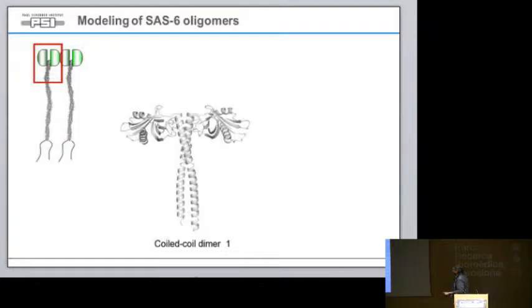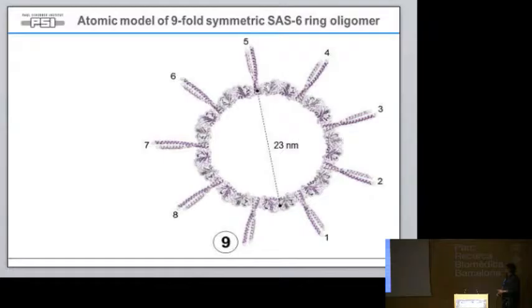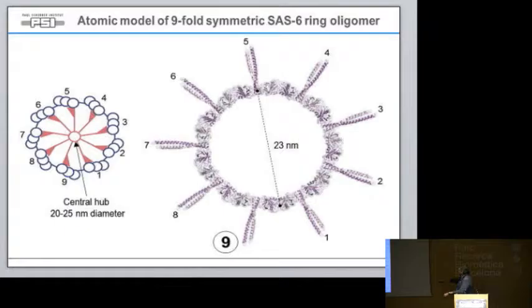And this now allows us in silico to check how this oligomer looks like. Because we can start by using the coiled-coil dimer, superimposing the N-N dimer by using just one monomer, and this templates the position of the next coiled-coil dimer. And when you do that, we ended up with a very nice ring-like model with a diameter of 23 nanometers. We ended up with a symmetry of 9, which matches the 9-fold symmetry of the cartwheel, and also the 23 nanometer diameter is close to the diameter observed in electron microscopy of this central hub of the cartwheel, which ranges between 20 and 25 nanometers.